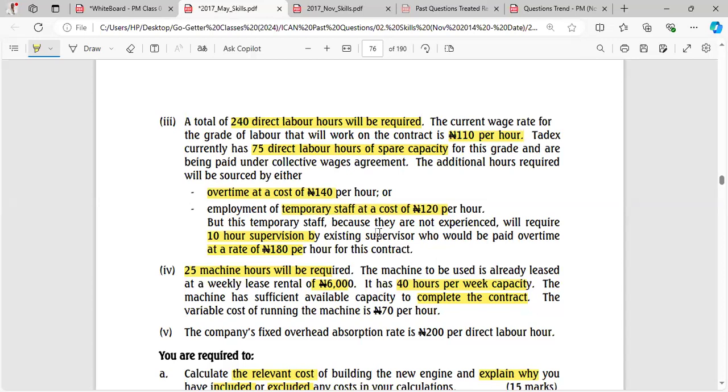So what do you think? Like labor hours is already being employed. So the 25 hours is inside there, and if you decide not to do the project, your leasing will still go on. That's not an opportunity cost. If you decide not to do the project, your leasing will go on. If you do the project, your leasing will go on. So the machine hours is not relevant because it has spare capacity.